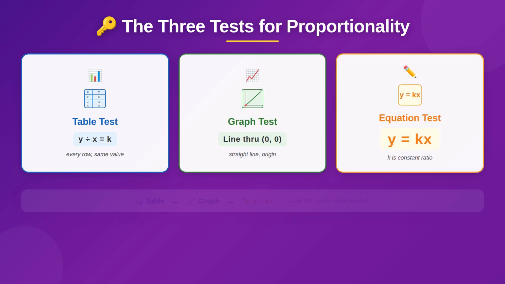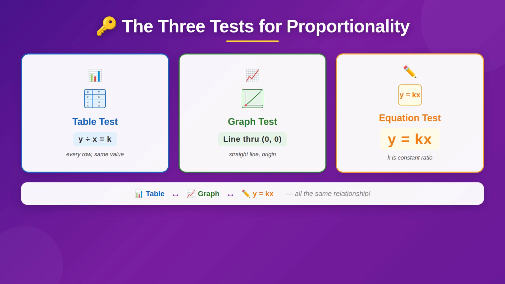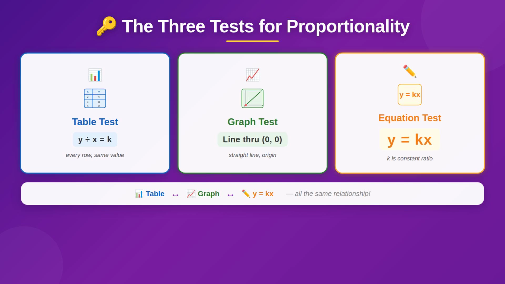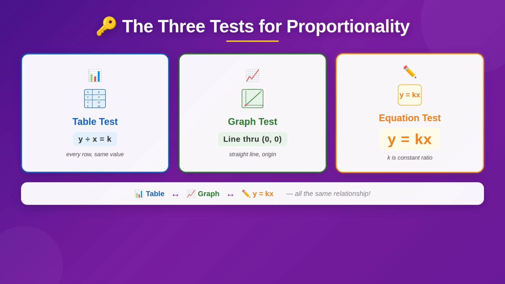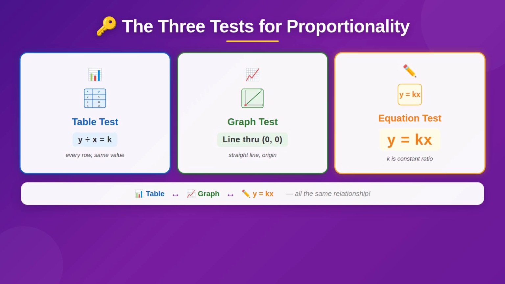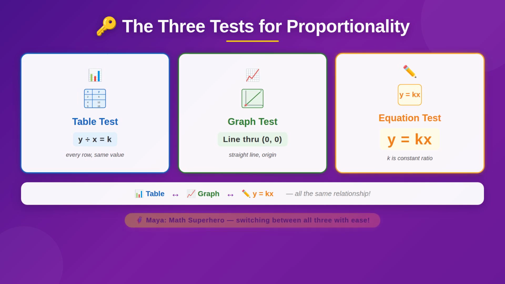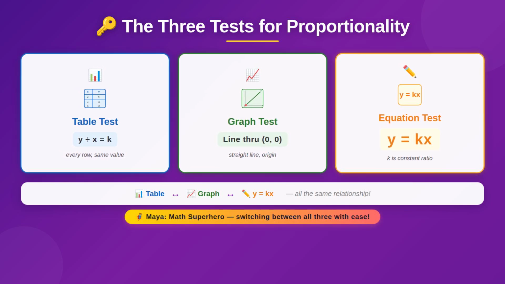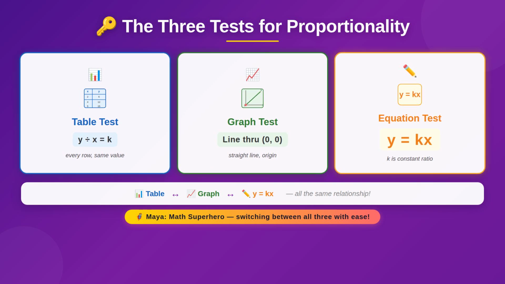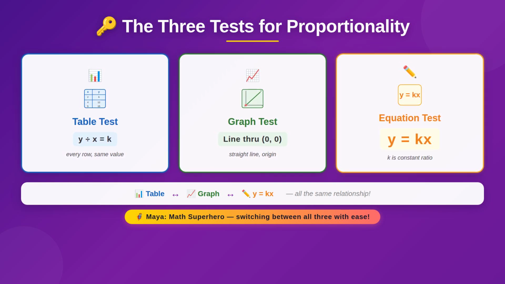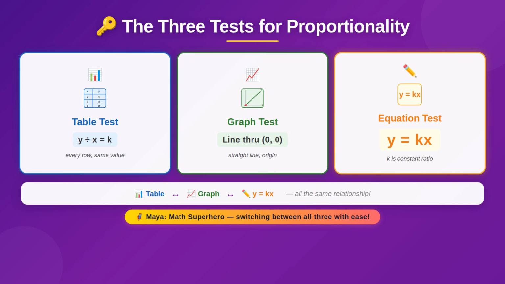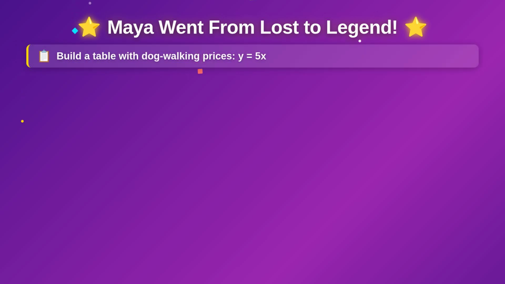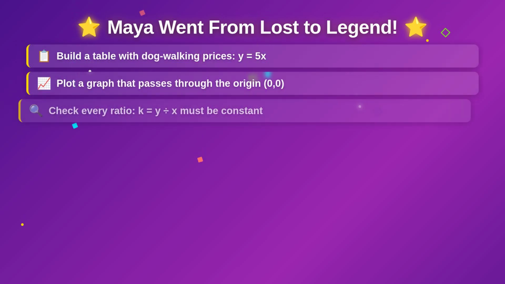Here's the big picture takeaway. There are 3 ways to recognize a proportional relationship, and they all connect perfectly. In a table, every y divided by x gives the same value, K. On a graph, you see a straight line that passes through the origin. In equation form, it looks like y equals kx. The beautiful thing? All 3 representations describe the exact same relationship. Switch between them freely, like a math superhero. Maya now moves between all 3 without breaking a sweat.